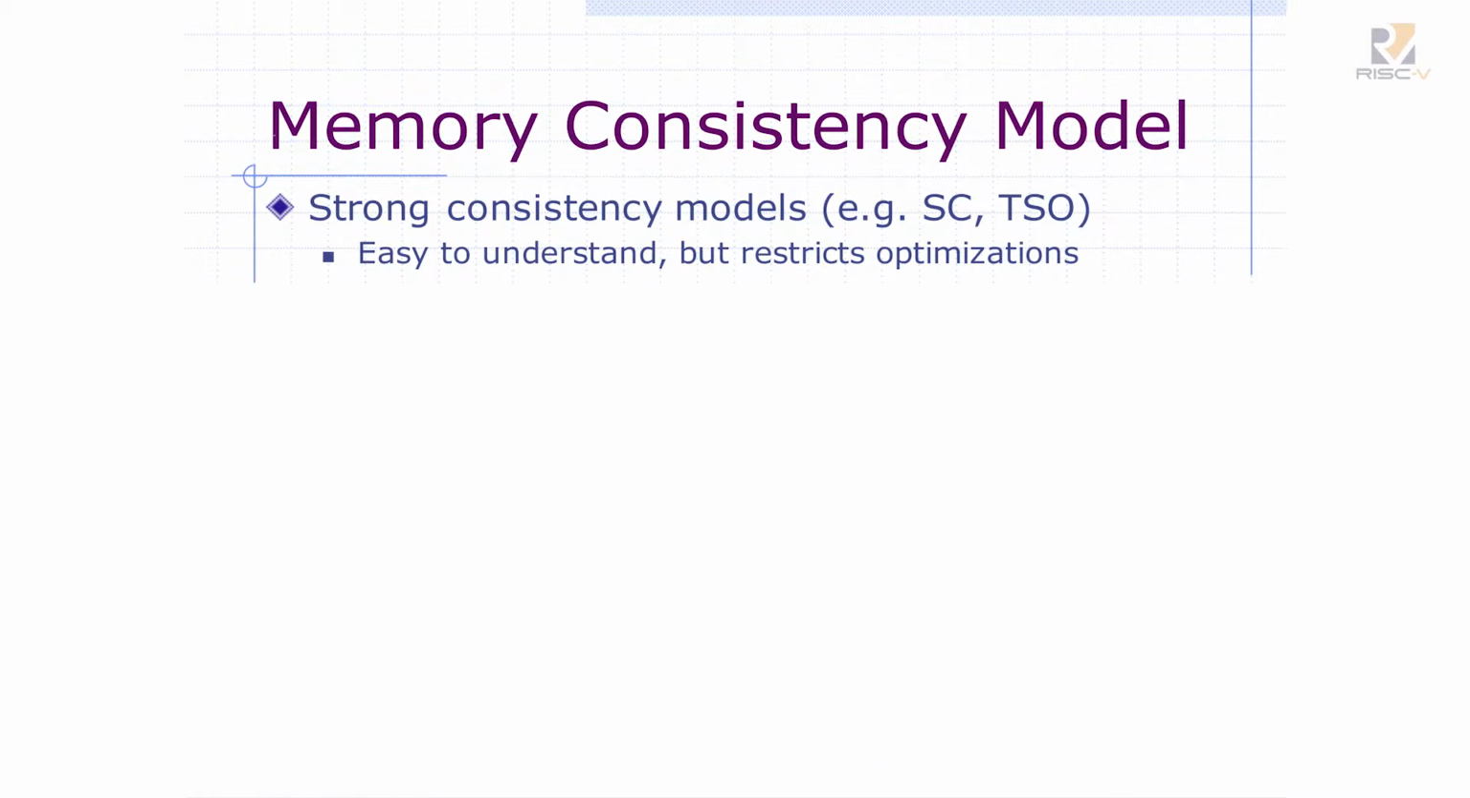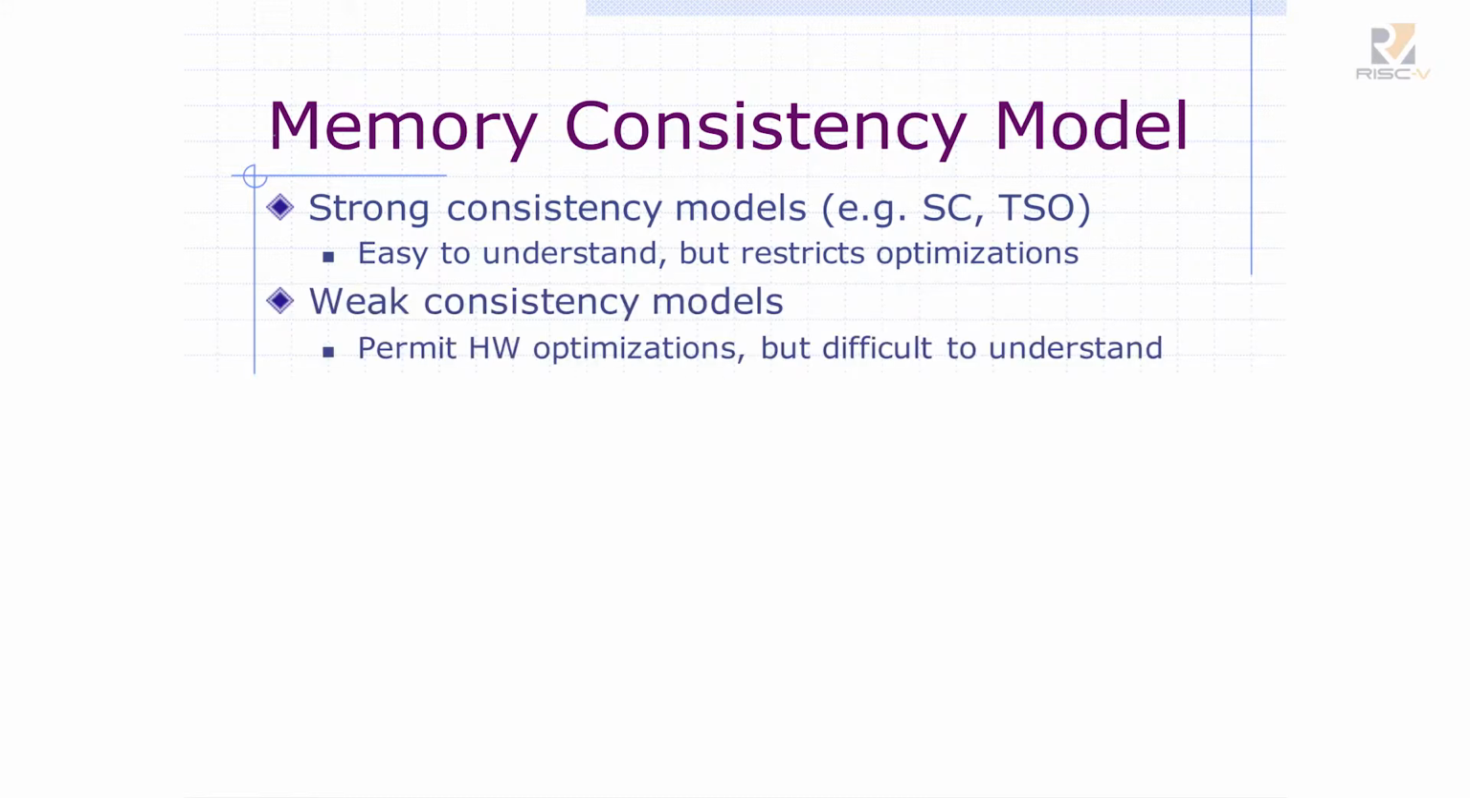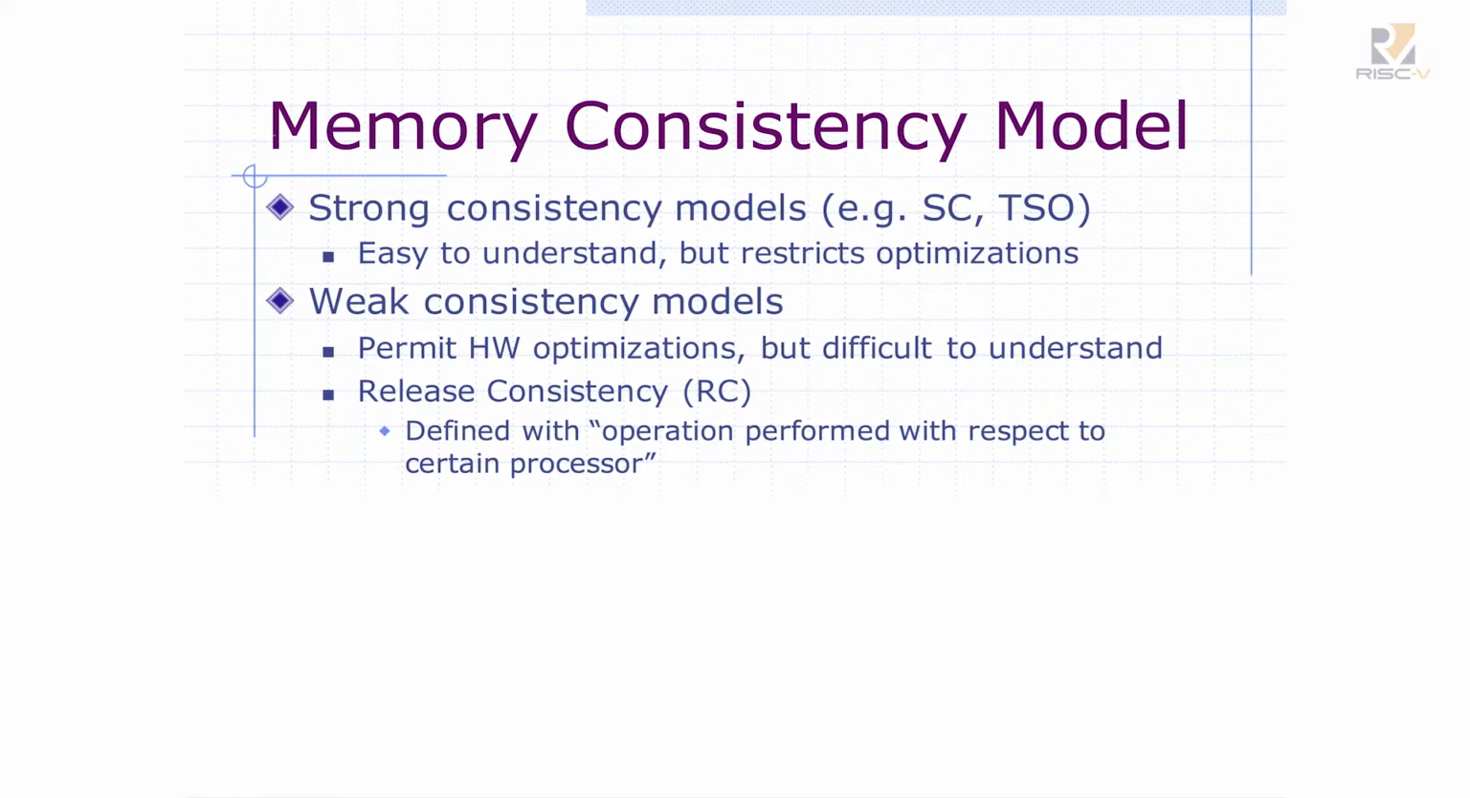So just a short overview: there are many different types of memory models that describe how multiple threads in a system see memory updates. There are strong models that are easy to understand, such as sequential consistency and total store order, but they restrict optimizations. There are weaker consistency models that permit hardware optimizations, but they're very difficult to understand in their descriptions. Like release consistency is described in terms of operations performed with respect to certain processors.